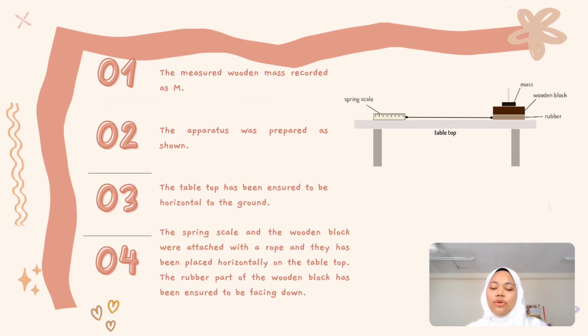Okay, now I would like to explain the methodology of this experiment. Number 1, the wooden block mass has been measured and recorded as M. Number 2, the apparatus has been prepared as shown, like this. Number 3, the tabletop has been ensured to be horizontal to the ground. Number 4, the spring scale and the wooden block were attached with a rope and placed horizontally on the tabletop. The rubber part of the wooden block has been ensured to be facing down.